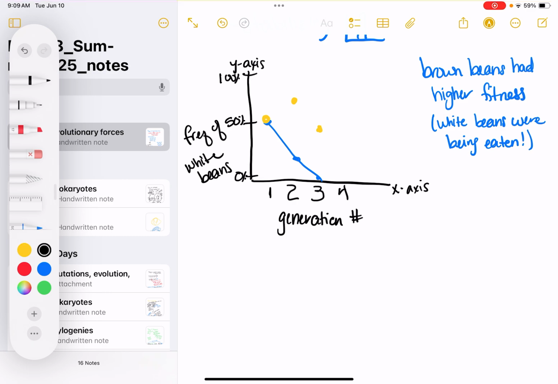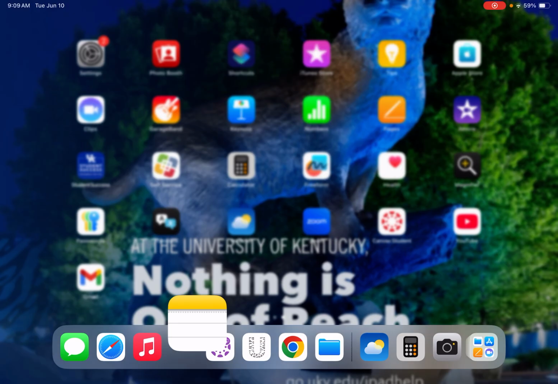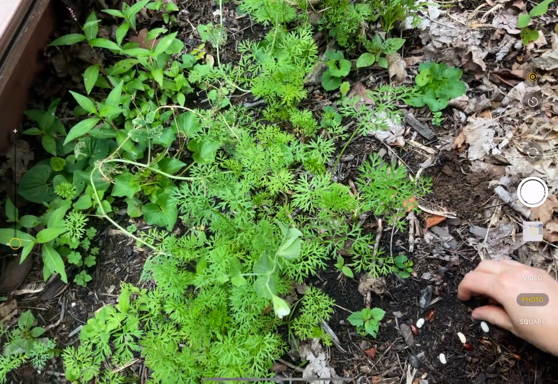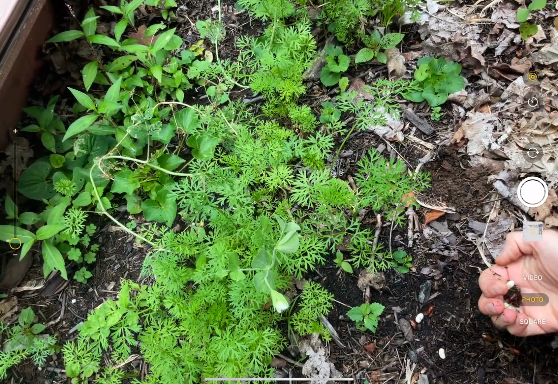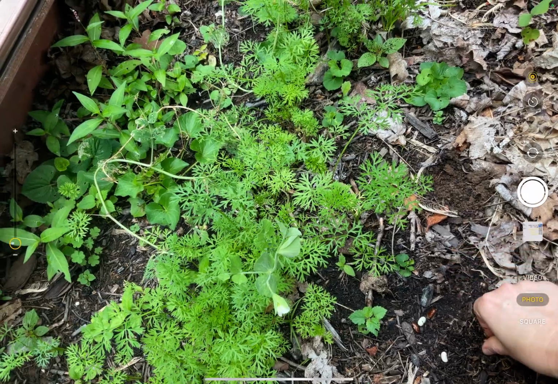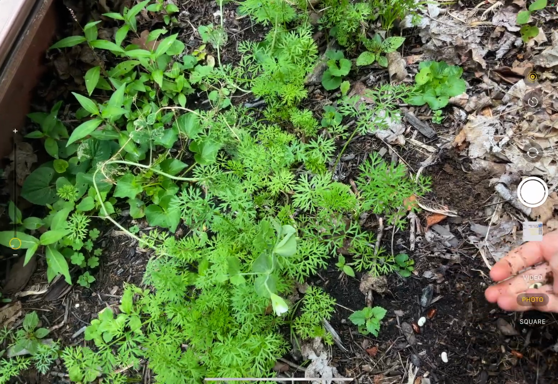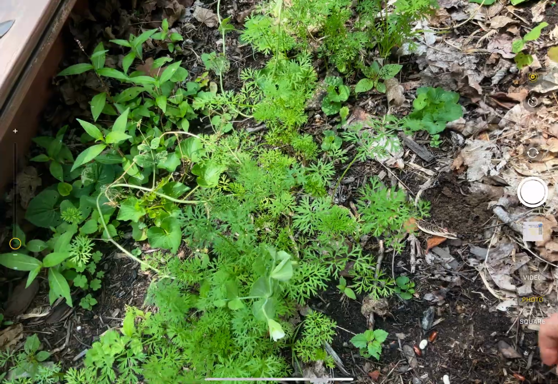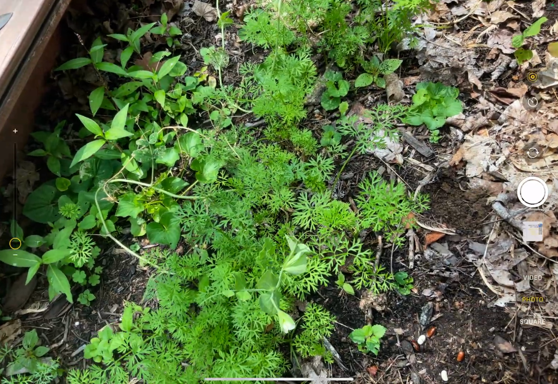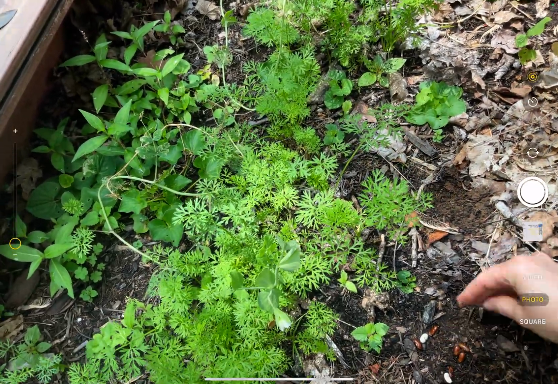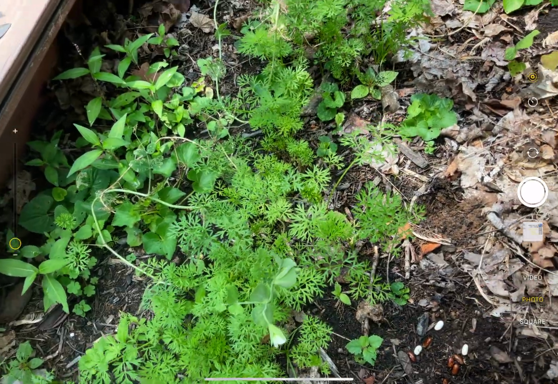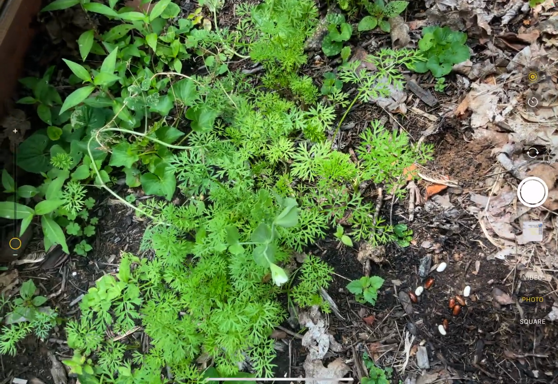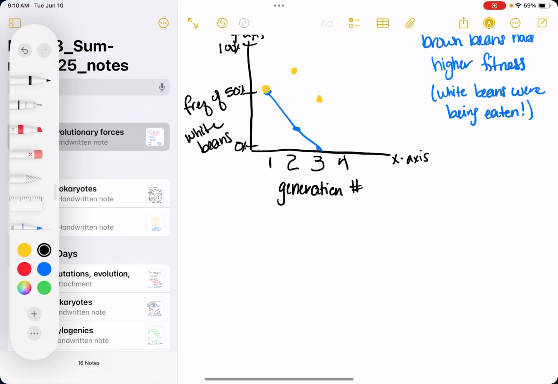We'll do another generation. Go back to the camera. Okay, so I'm going to do another generation where I'm just going to randomly pick them out. 1, 2, 3, 4, 5. Okay, and it looks like I've got 2 white and 3 brown again. So I'm going to put those back. 3 brown, 2 white. So my frequency didn't change in this case. So I stayed there. 40%, 40%, those are the same.